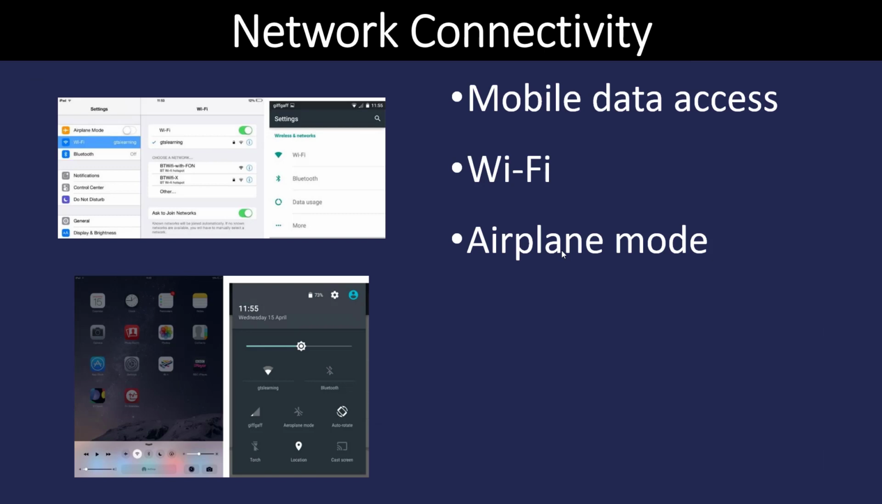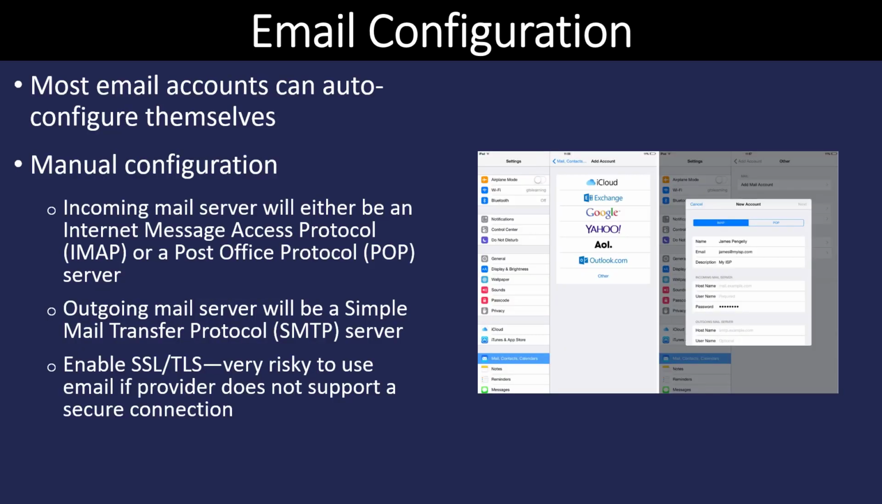Mobile devices use two different ways to connect to networks: Wi-Fi, which we've talked about previously, and also cellular data. That gives them access to the internet from just about anywhere. If you're at your home, you're using Wi-Fi. If you're out and about, you're using mobile data. All devices support something called airplane mode, which turns off the radios so you can still use your device while you're on the plane. However, you're not going to have access to phone and internet service, but you can still use your device.